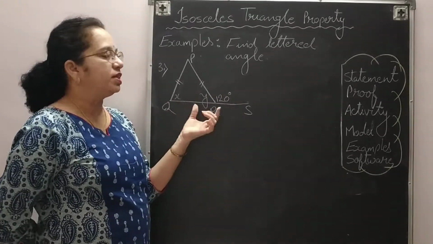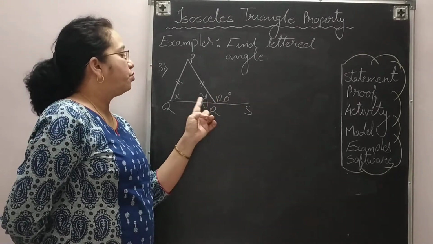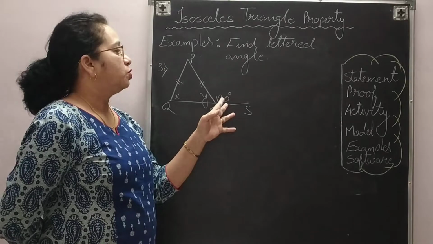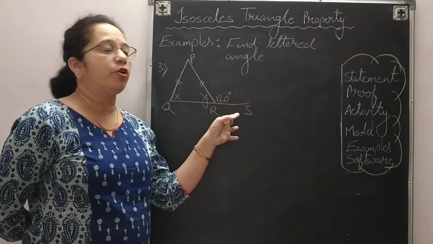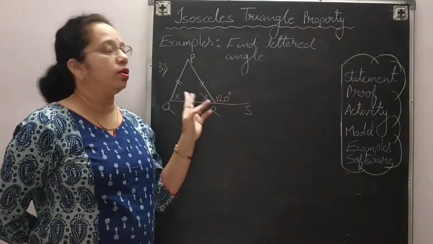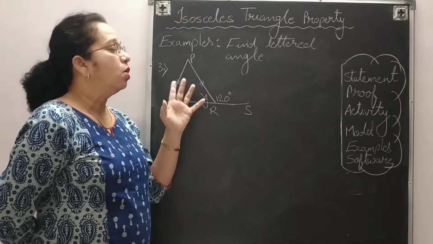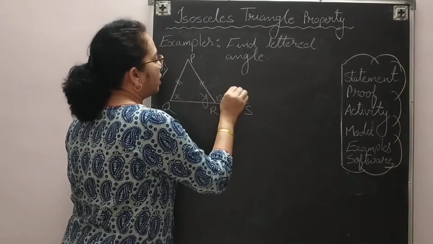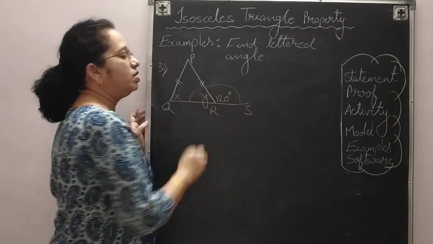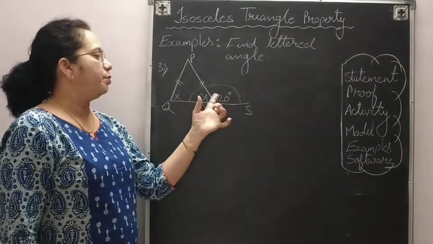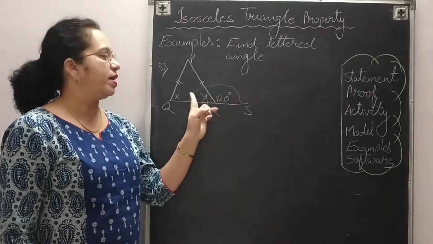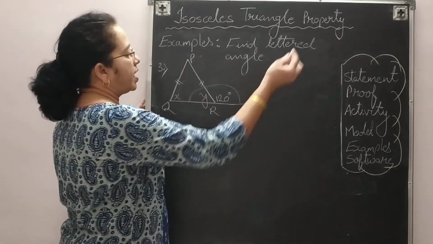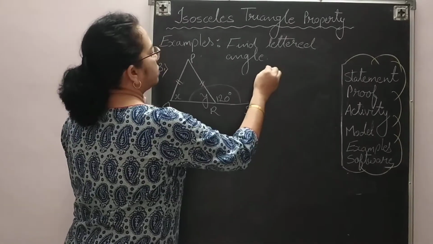So here you can see that you are supposed to find X and Y, and one exterior angle is given. So you can use the exterior angle property and you can find out X and Y. Or one more thing here we can use: one linear pair concept also. So with the linear pair concept you can find out Y, and with the help of Y you can go for X. Okay. So first thing, this is isosceles triangle property.